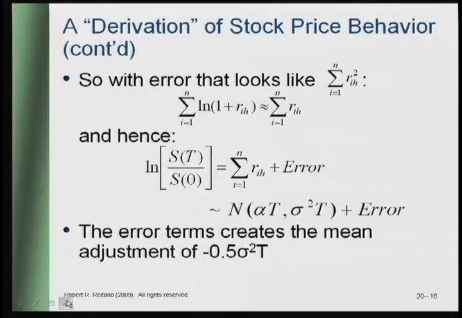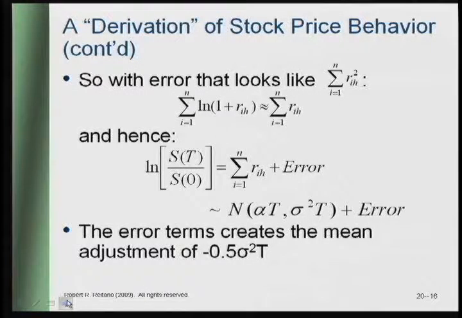So if we're willing to ignore the error term for just a moment, the sum of the returns is a sum of logarithms. And we see here that using that approximation, the sum of the logarithms of the 1 plus return is the same as the sum of the returns themselves. There is an error term which looks like the sum of the returns squared, and we'll be back to that in a moment.